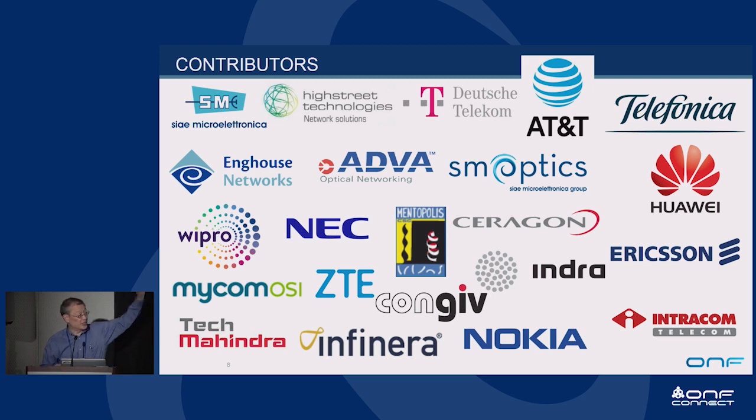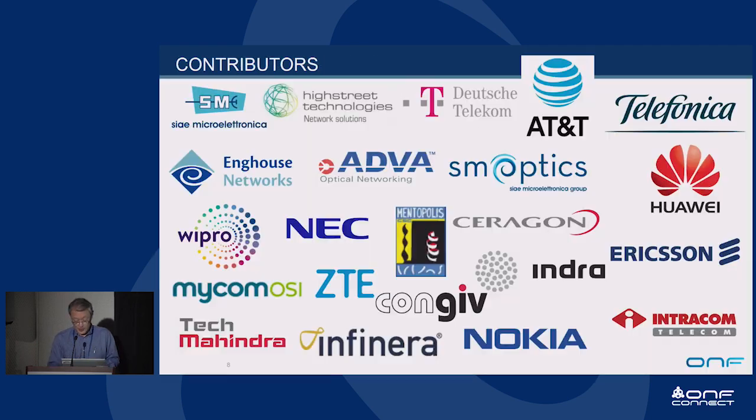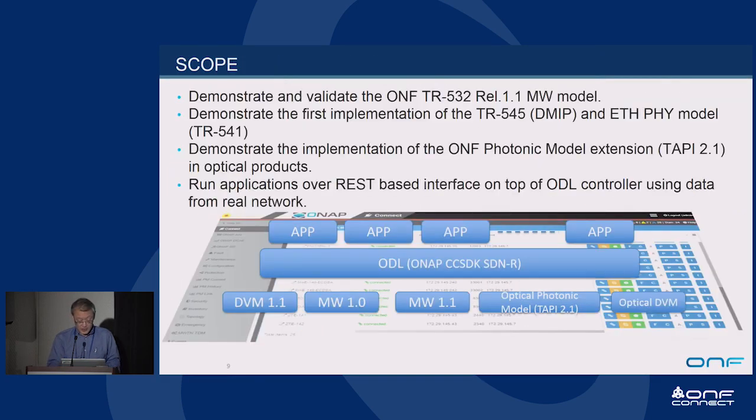And you can see here's a list of all the different participants. If you look down in the lower corner, there's a website where you can find more details about, for example, what each of the participants was providing, what were the different use cases for the proof of concept, and so on. Again, the intention was to validate this wireless transport model, ONF 532, which is now in release 1.1.